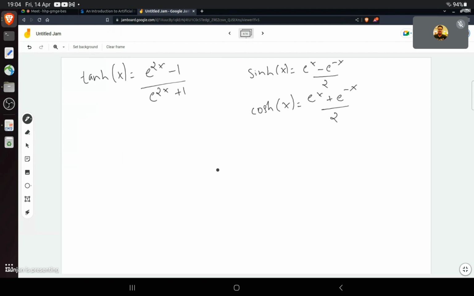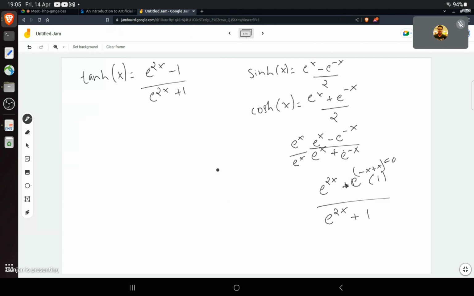Why 2x? It will be simply e to the power x. So see, it is sinh x by cosh x, no? If you divide, then what will it be? e to the power x minus e to the power minus x, divided by e to the power x plus e to the power minus x. That's all. So when I multiply e to the power x in numerator and denominator, it is e to the power 2x plus e to the power minus x plus x, so this becomes 0, and e to the power 0 is 1, so this value will become 1, and similarly e to the power 2x plus 1. There should be a minus there instead of plus.